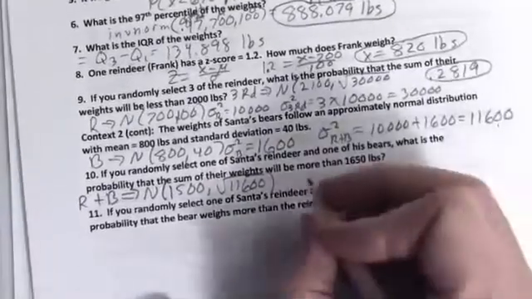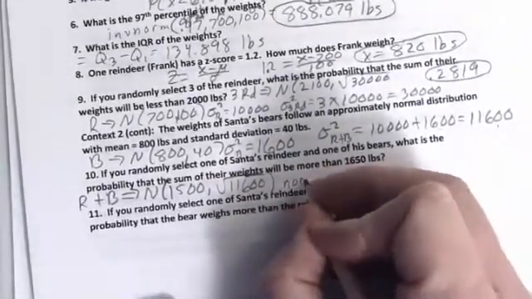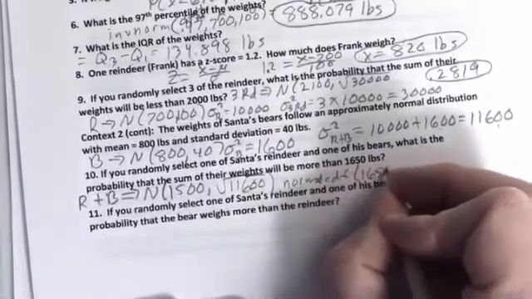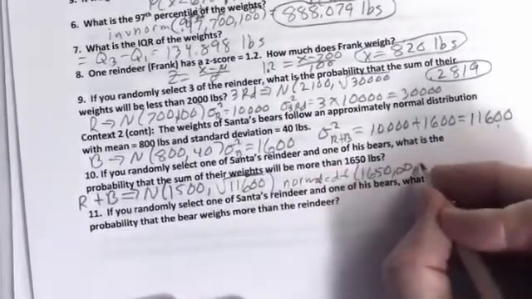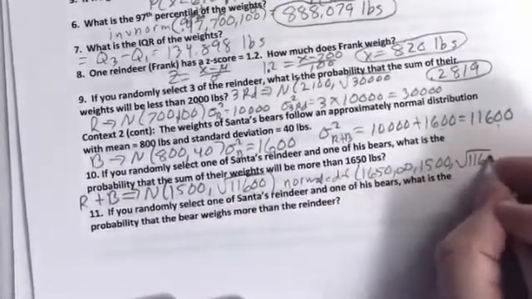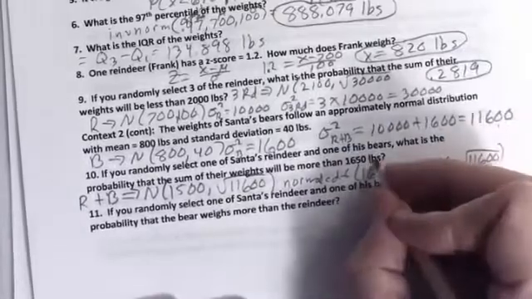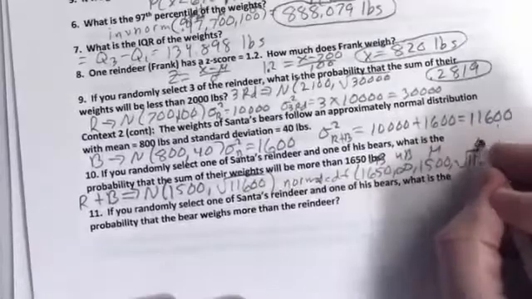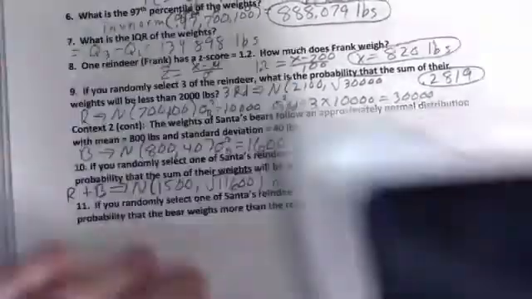Now we can do normal CDF. So I'll write this out one more time. Normal CDF from 1650 to infinity. Our mean is 1,500. Our standard deviation would be the square root of 11,600. Of course, you would label this to get full credit. Label this as lower bound, upper bound, mu, and sigma. And so let's see what we get.